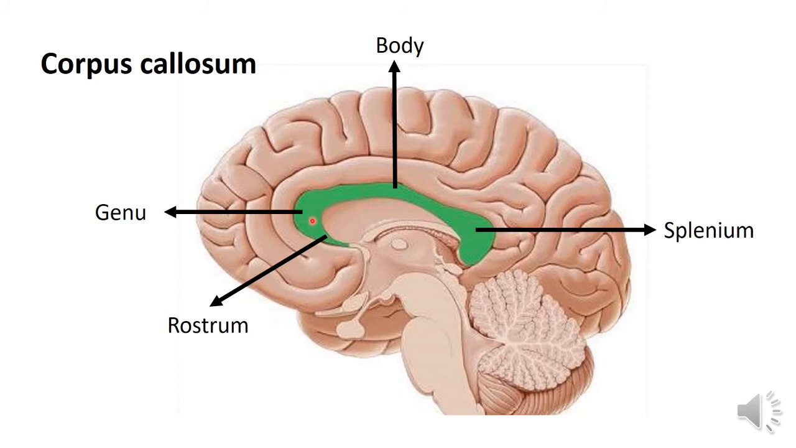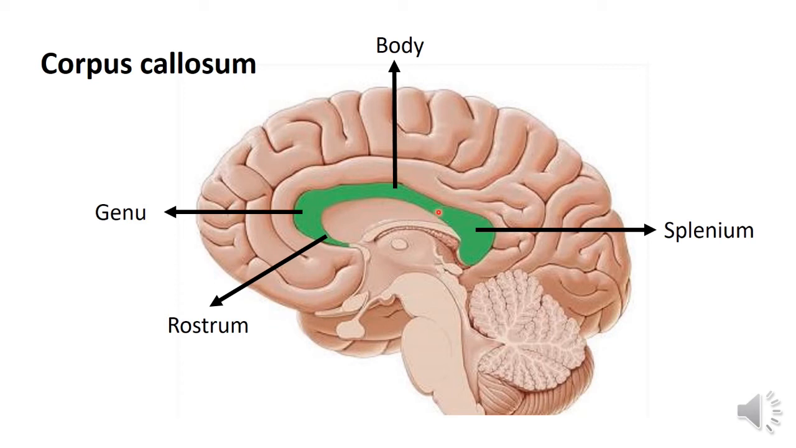The corpus callosum is one of the commissural fibers which connects the two cerebral hemispheres across. This one here is the corpus callosum, and it is a commissural fiber which connects the two cerebral hemispheres across, and it has four parts: the rostrum, the genu, the body, and the splenium.